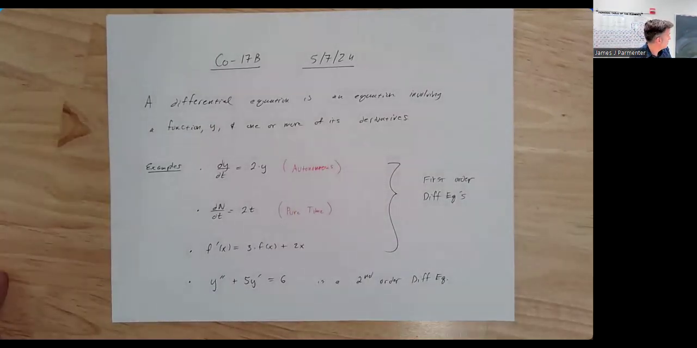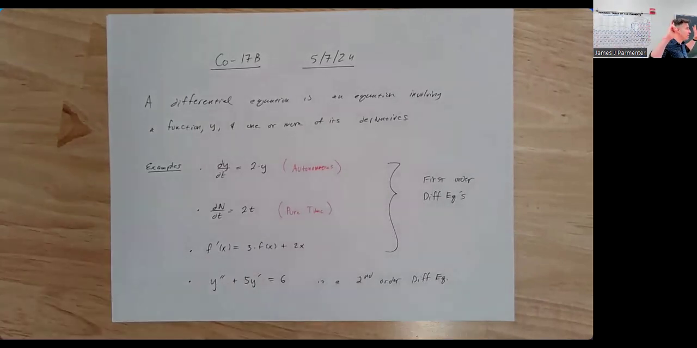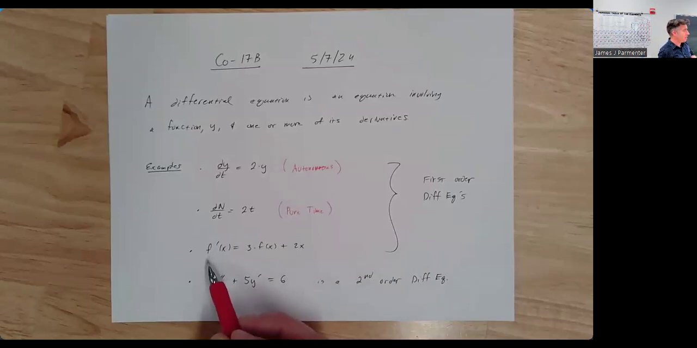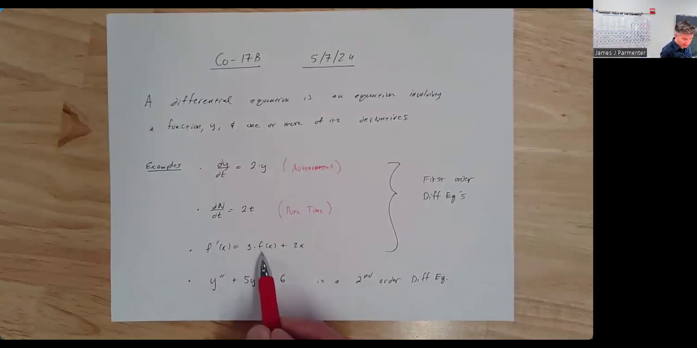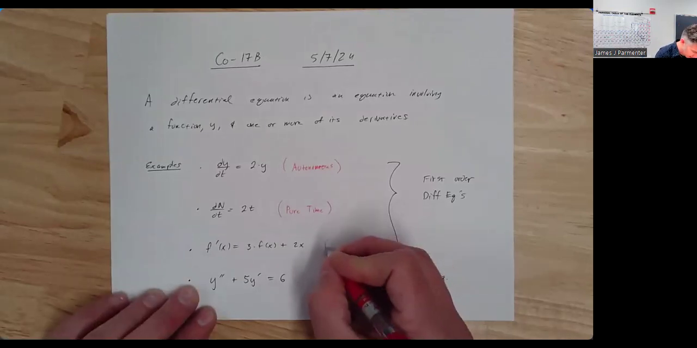And finally, this third one is actually neither of those. It's not pure time because the derivative doesn't depend on just the time. When we say pure time, that would mean the derivative only depends on the independent variable. So for this last one to be pure time, f prime of x would have to depend on just x. Or to be autonomous, f prime of x would have to depend only on f of x. But since f prime of x depends on both the function and the independent variable, this is neither pure time nor autonomous, and we call it non-autonomous. The last one is non-autonomous.